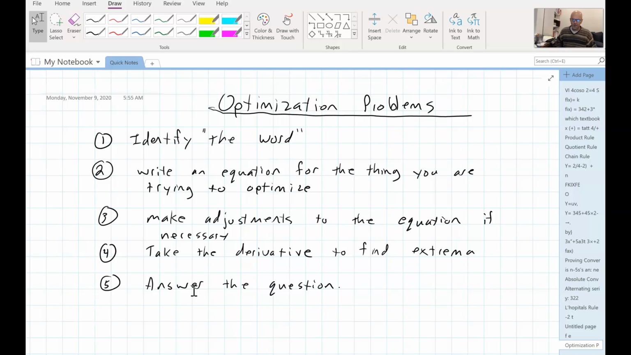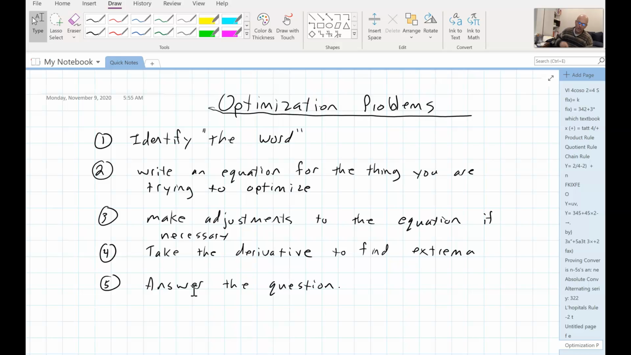And usually it comes towards the end of the word problem. Not always, but usually. So you're just reading, not really registering what it's saying, just looking for that word that indicates this is an optimization problem. Okay, and once you find it, then you want to pay close attention to what that word applies to. Because step 2 is to write an equation for the thing you're trying to optimize.